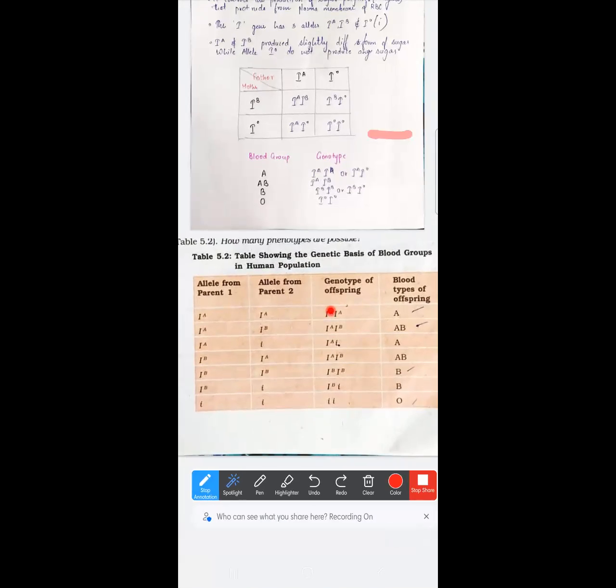So you can see here the genotypic forms: IA and IA gives us A blood group. IA and I naught gives us A blood group. IA and IB gives us AB blood group. IB and IB gives us B blood group. IB and I naught gives us B blood group, and I naught and I naught gives us O blood group.